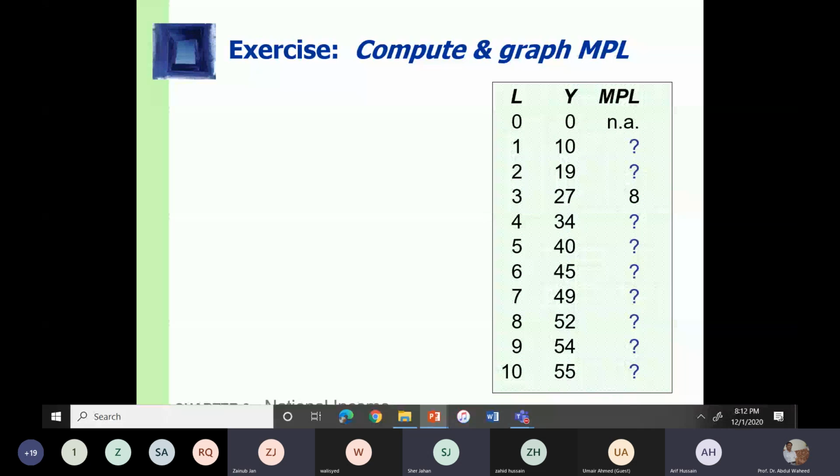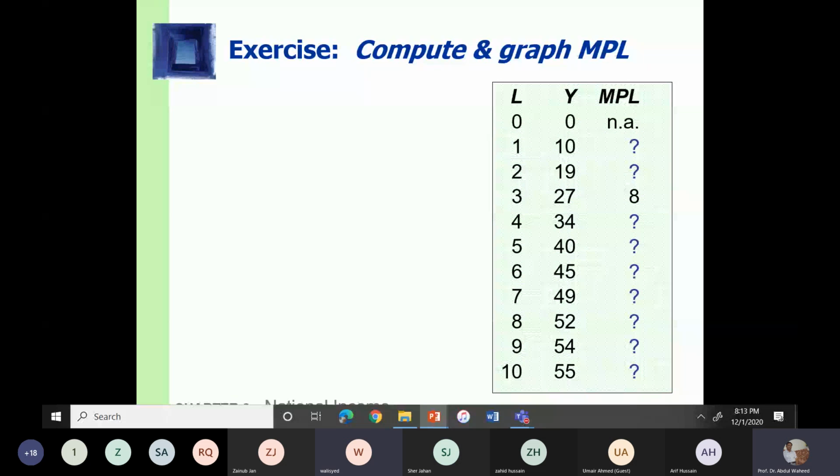What would be the marginal product of fourth labor? 7. 34 minus 27, and then 4 minus 3, so 7. After this, what would be the marginal product of fifth labor? 6. Then 5, then 4, then 3, then 2, then 1.